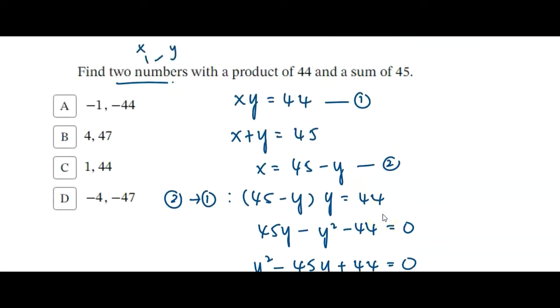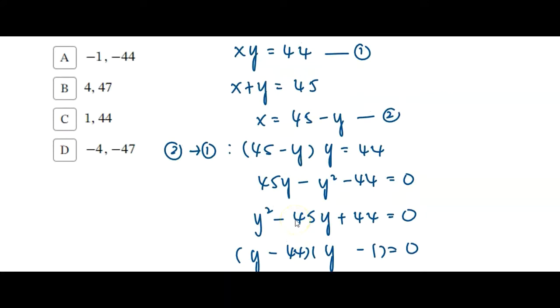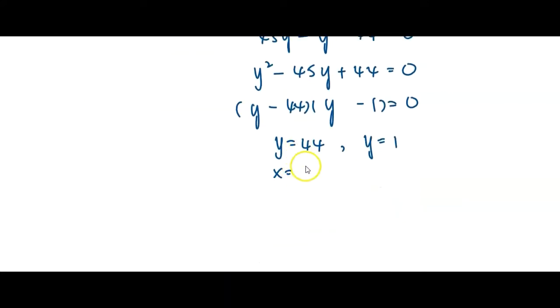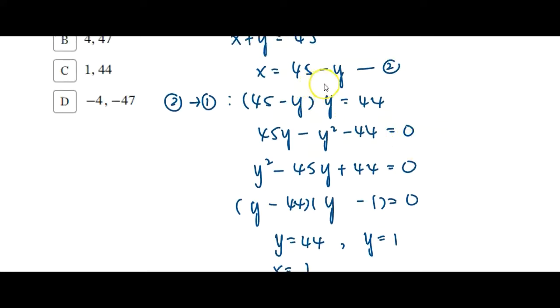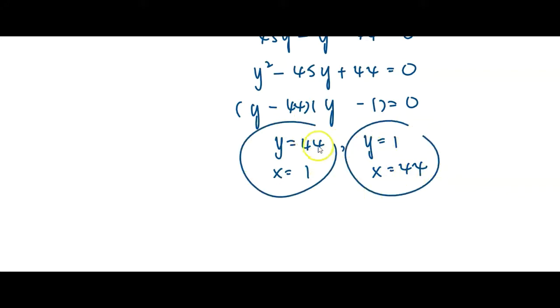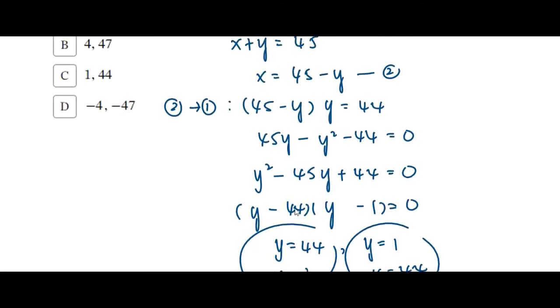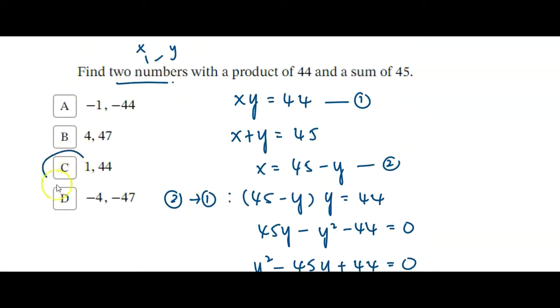And you may have your answer for x. When y equals 44, your x has to be 45 minus 44, that will be 1. If your y equals 1, meaning that your x has to be 44. So you get two sets of answers, 1 and 44. Both sets of answers are the same. So you choose answer C, 1 and 44.